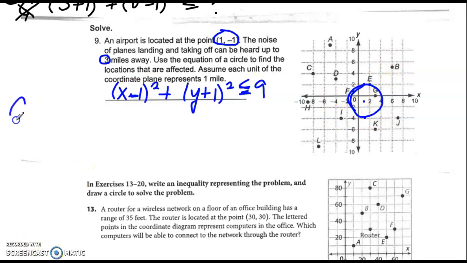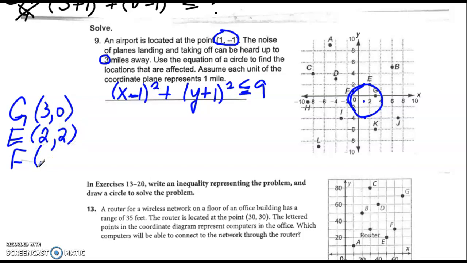Let's check G, E, and F. What are the coordinates for G? G is (3, 0). E is (2, 2). And F is (-1, 1). Again, we're going to plug these 3 points' x and y values into our inequality to see if it stays true. If it's true, it's going to be affected. It'll be part of our answer.